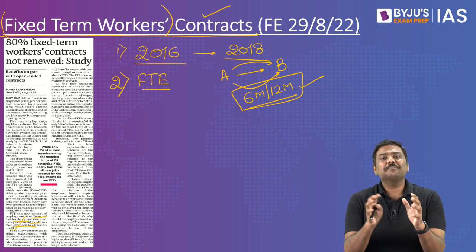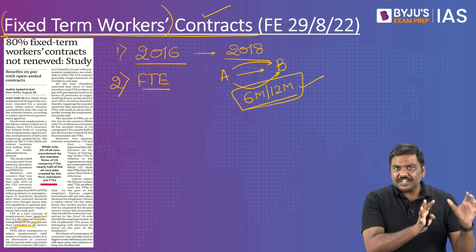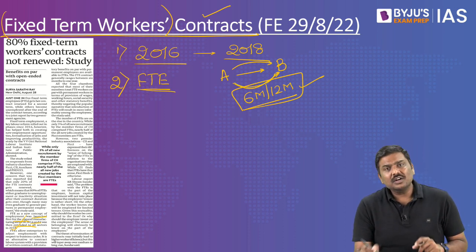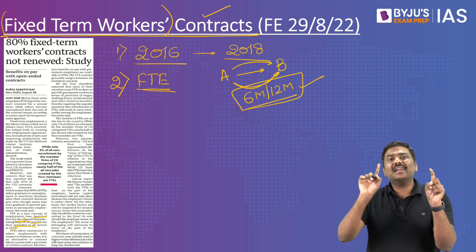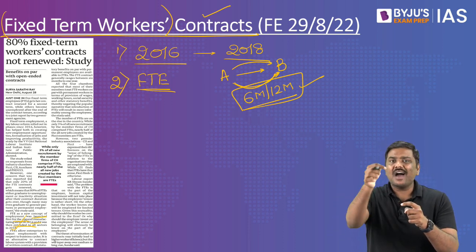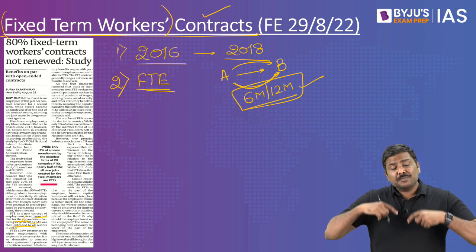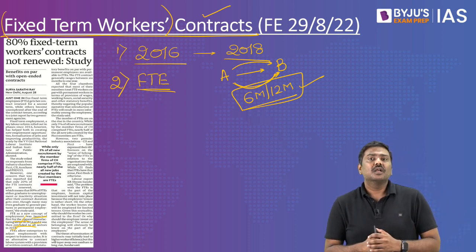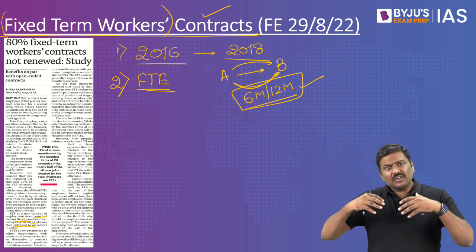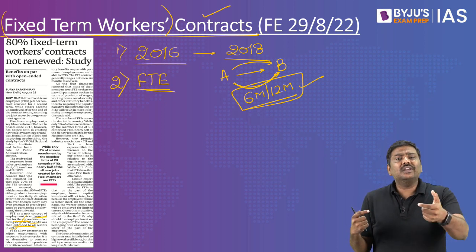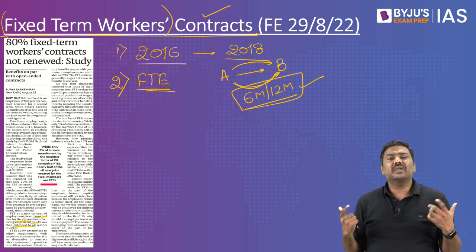So the argument is simple here. As against the traditional agreement, under the fixed term employment, there is a contract signed between the employer and employee for a specific time period for which the company will be hiring the worker, or for which the employee will be working for the company. This was mooted as one of the very important labor reforms which will provide flexibility not only to the company but also to the employee.